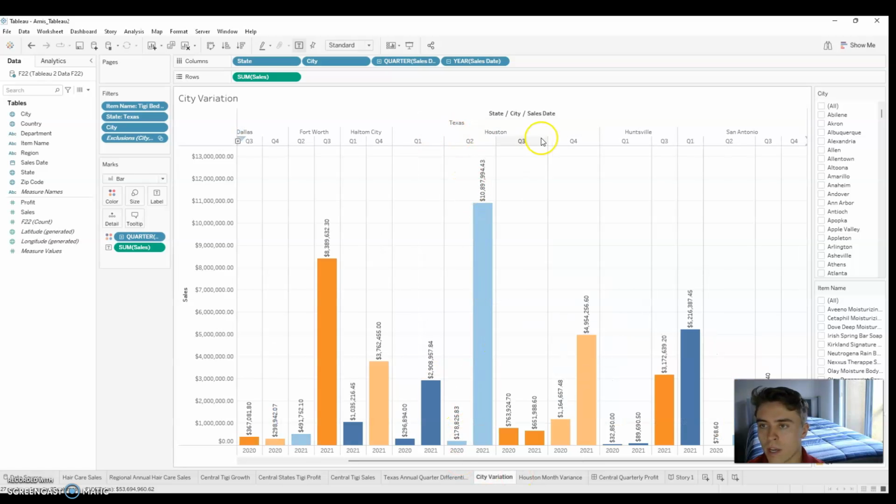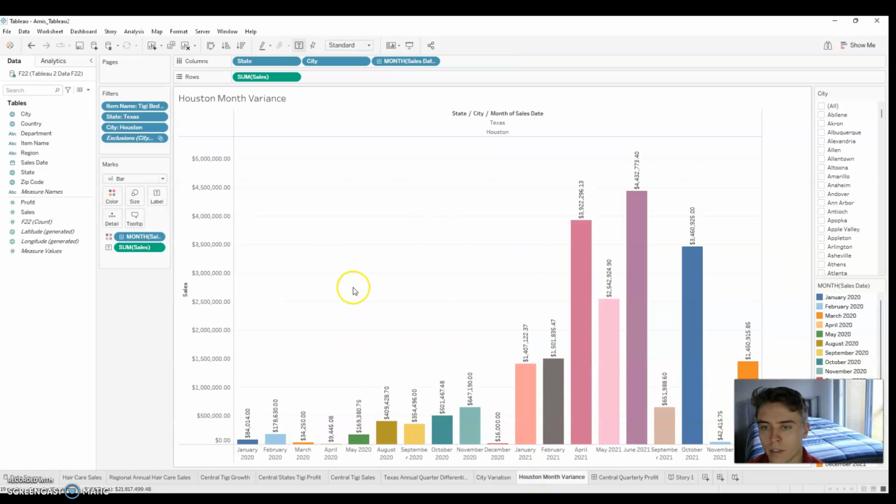In this Texas Houston distribution, we notice that Houston had roughly $178,000 in sales of Tiggy in quarter 2 relative to its next year's performance, just under $11 million in sales. To analyze this a little bit further, I broke down Houston's sales relative to months and noticed that in December they had very little sales at just $16,000 and then experienced exponential growth in the following months at a cap height of $4.4 million in June of 2021.